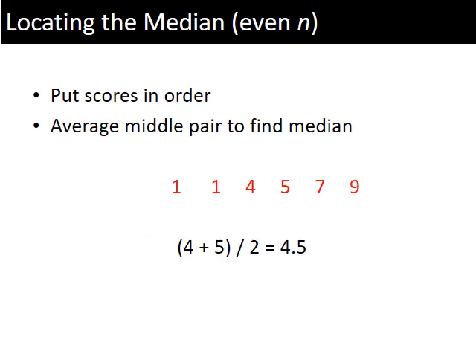Well, that's easy if we have an odd number of scores. What if we have an even number of scores, an even n? Well, you do the same thing. You put the scores in order, and then you average the middle pair to find the median. In this case, we've got 6 scores, and the median would fall between the 2 middle scores, 4 and 5. So we would just take the average of 4 and 5. 4 plus 5 divided by 2 equals 4.5. Hence, the median equals 4.5.